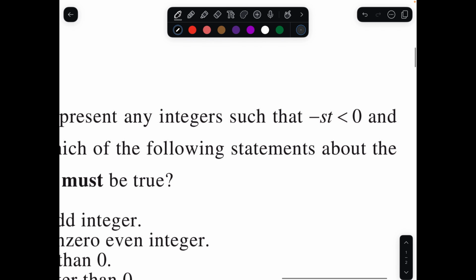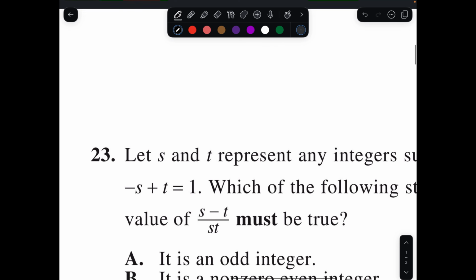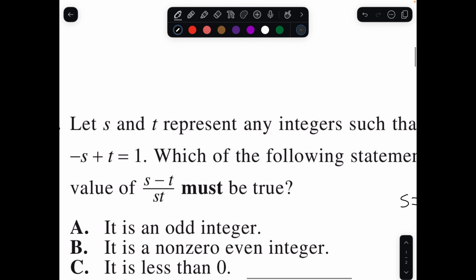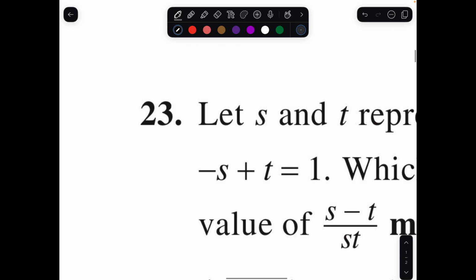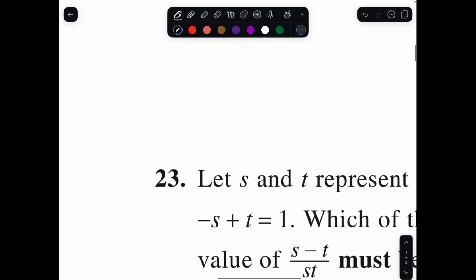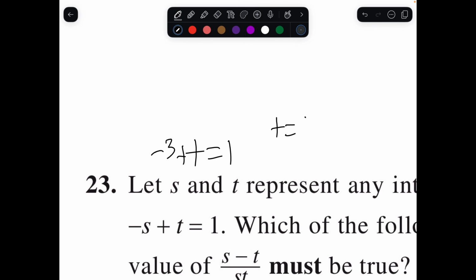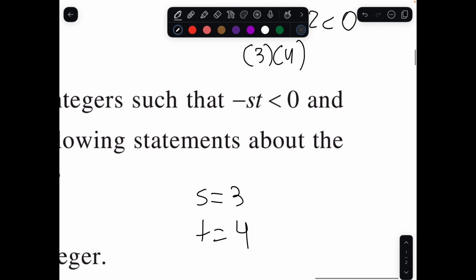So for s, let's pick 3, right? And if s is 3, then t has to be 4. Because if I plug in 3 for s, I get negative 3 plus t equals 1, and then t equals 4, right? And that also works here because 3 times 4 is 12, and you have to remember the negative sign, and negative 12 is less than 0. So these two numbers work.